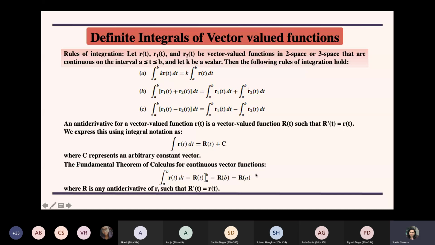Okay, so is this fine? These rules are all the same as you have done for normal real valued functions, and we are going to use them for vector valued functions also.